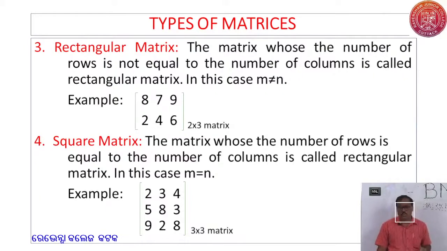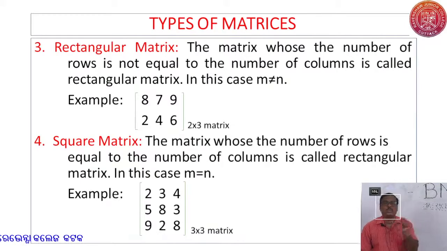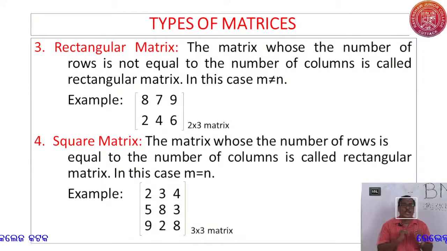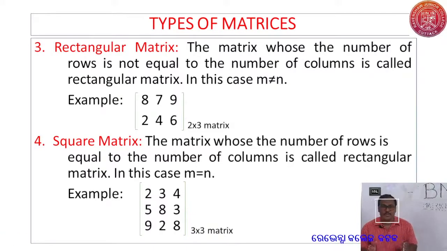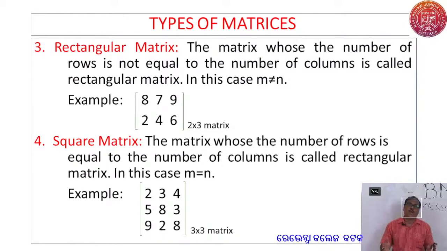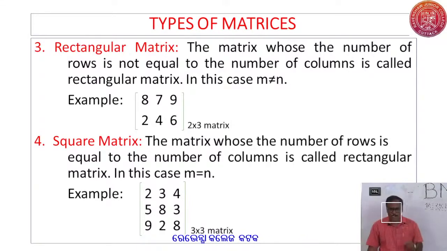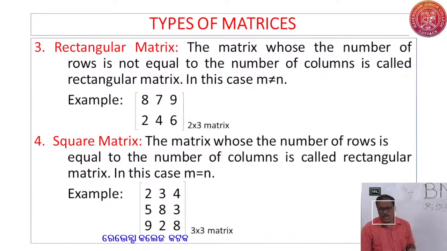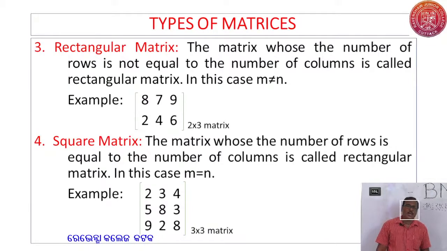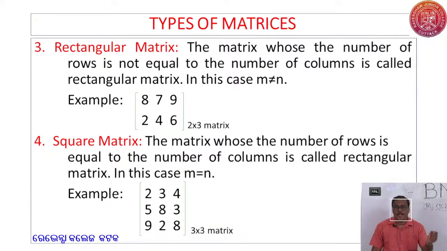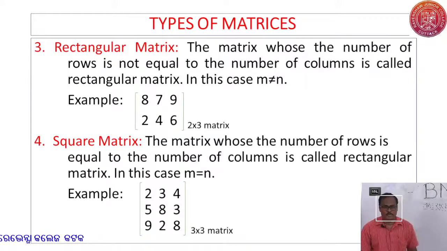So in this case, we have a 2 by 3 matrix. Here m is not equal to n, because the number of rows is 2 and the number of columns is 3. If they are not equal, then we can say this is a rectangular matrix. So the matrix whose number of rows is not equal to the number of columns is called a rectangular matrix. Remember, m should not be equal to n.